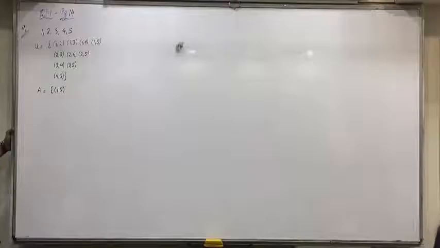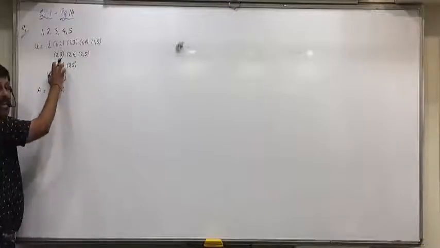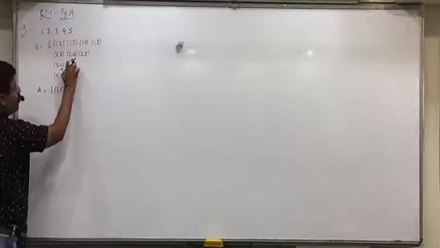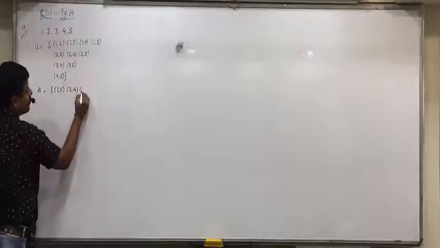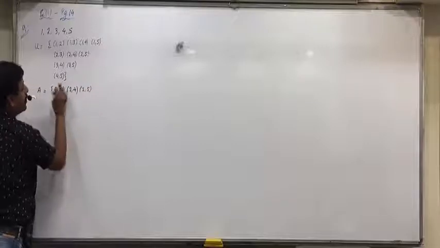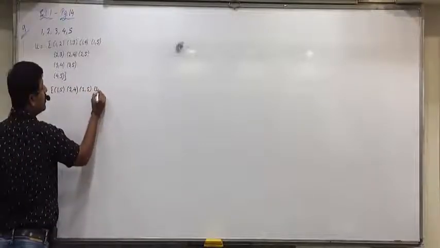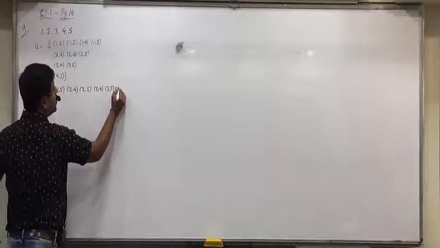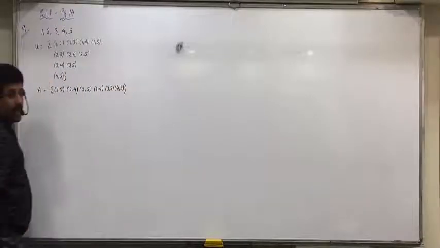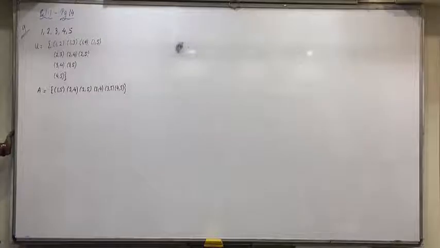Are you able to understand this? 2 plus 3? 5? No. 2 plus 4? 6? Yes. 2 plus 5? 7? Yes. 3 plus 4? 7? Yes. 3 plus 5? 8. And 4 plus 5? 9. All are clear with event A? Any confusion in this?